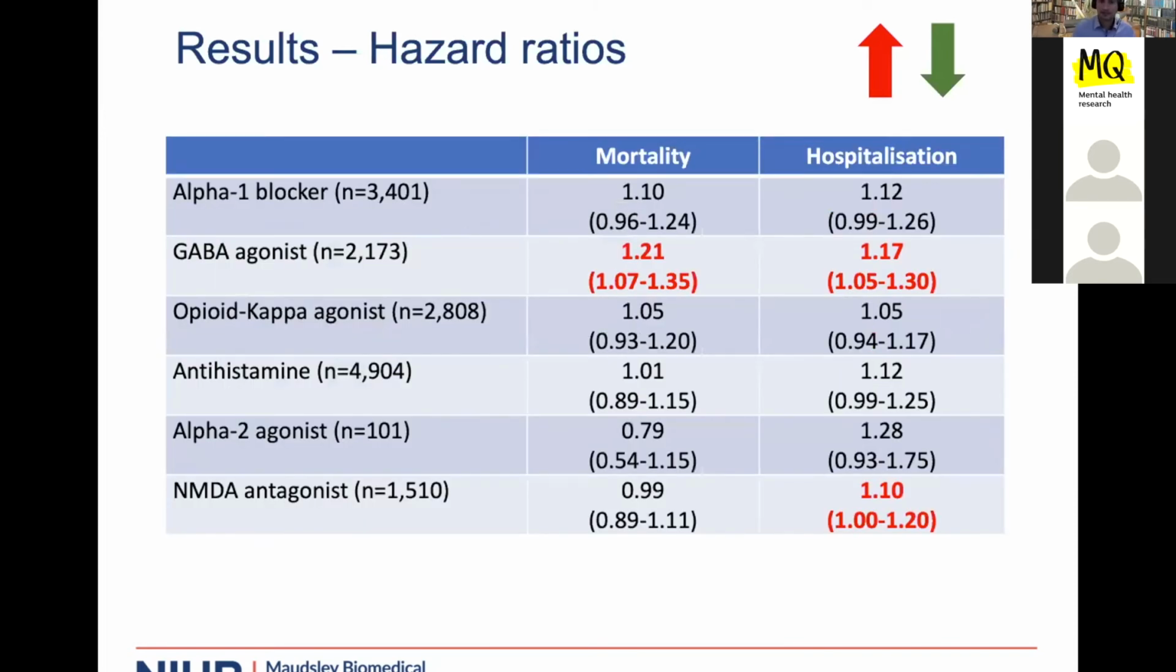When looking at the specific receptors, those on GABA agonists had probably the most adverse profile. So those were both associated with a higher mortality and a higher hospitalization risk, where we couldn't find anything specific for the other receptors involved in kind of causing drowsiness, other than also that NMDA antagonists were associated with a higher hospitalization risk.